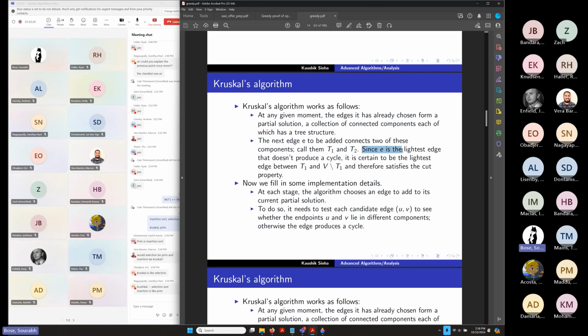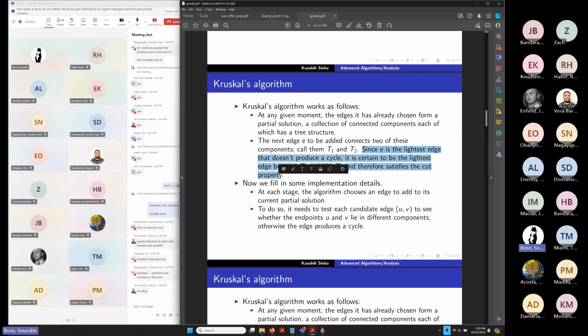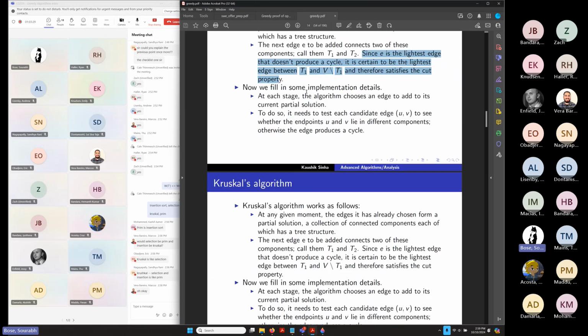Since E is the lightest edge that does not produce a cycle, it is certain to be the lightest edge between the two cuts. Therefore, it satisfies the cut property. Now we fill some implementation. So here's the thing. Firstly, you are sorting all the edges, and then you are adding these edges to the current partial solution. But the major thing to check is if a candidate edge is going to create a cycle or not. How do you check for that?